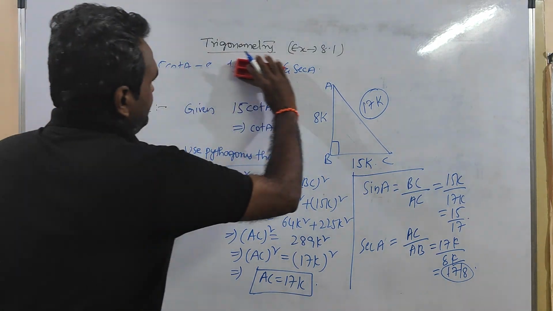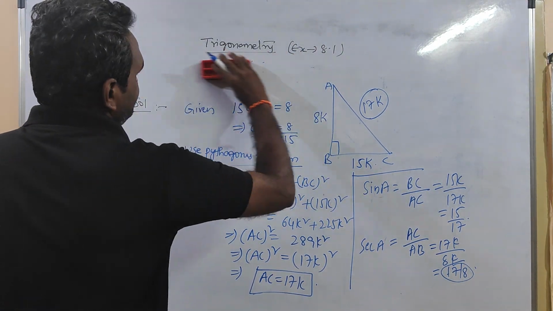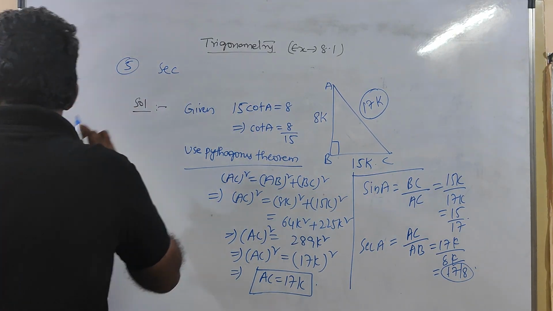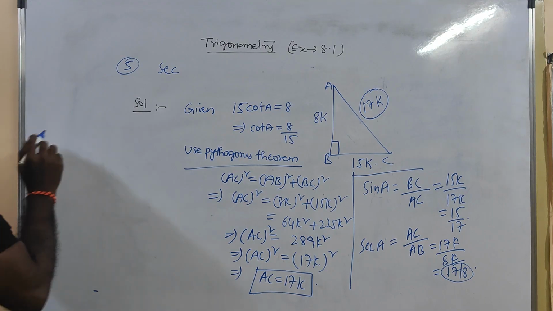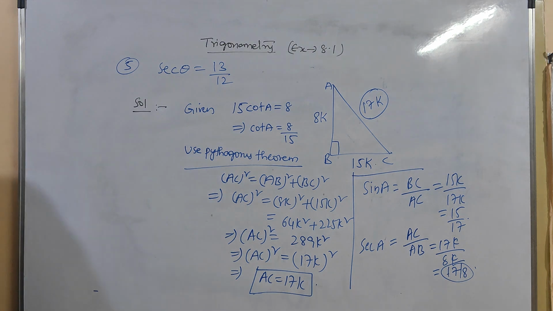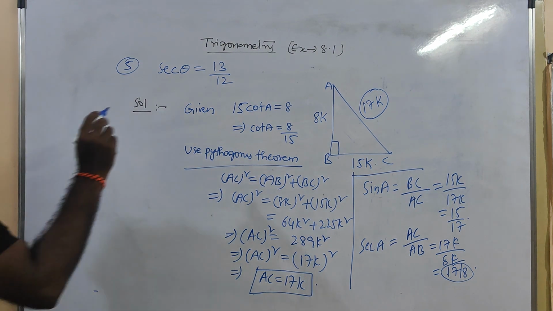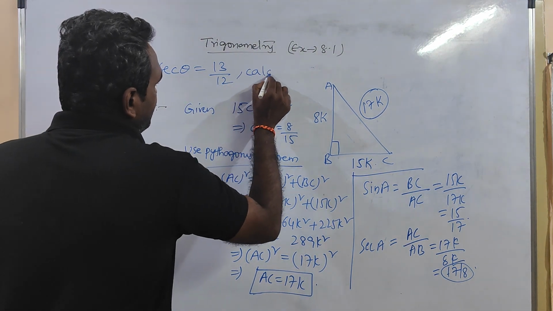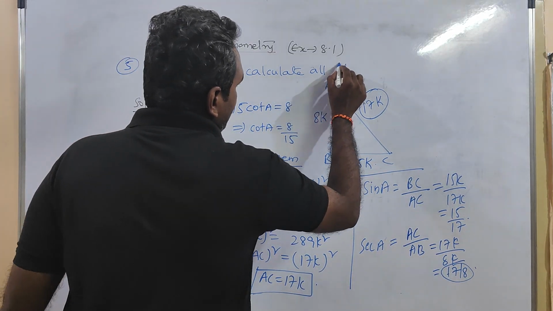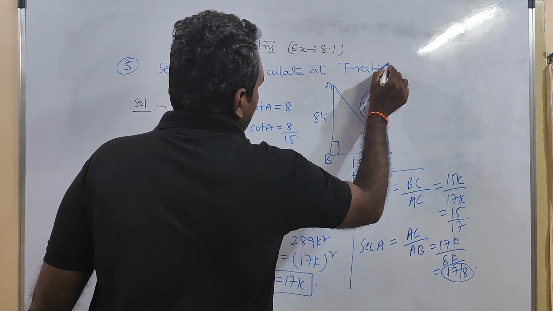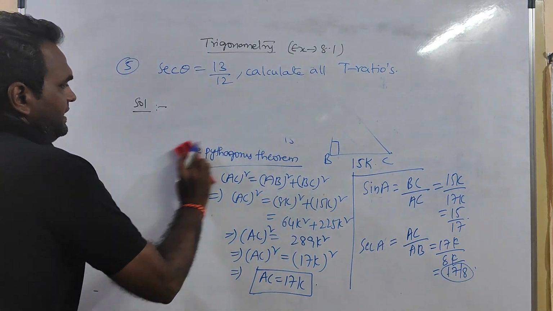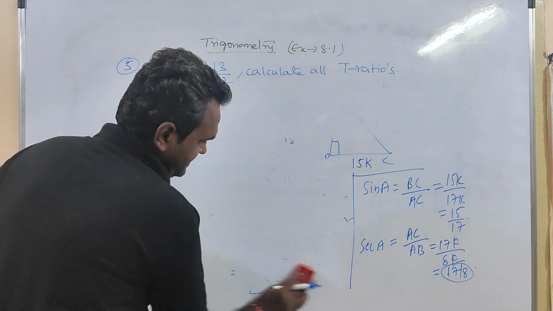And the fifth problem you see. Fifth problem is: given secant theta is equal to 13 by 12, calculate all trigonometric ratios. This is the question. Secant theta is given, you have to calculate all trigonometric ratios.